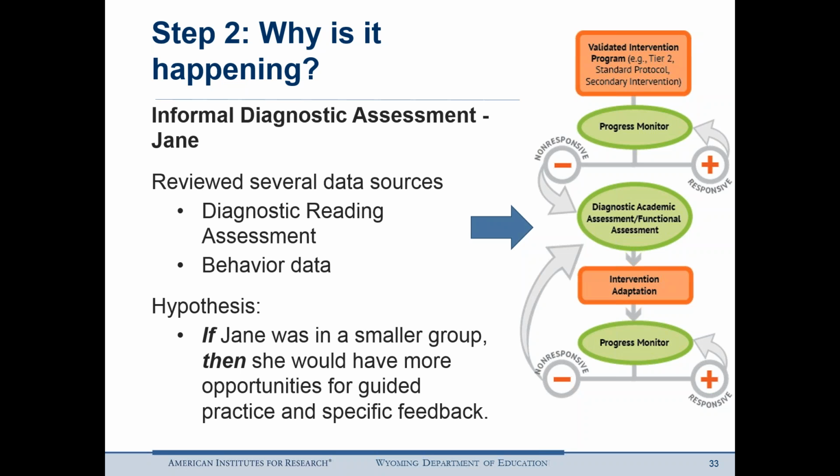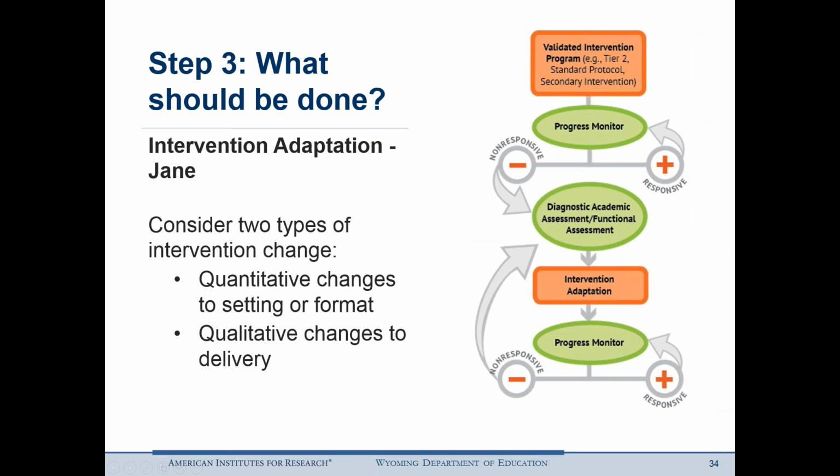If Jane was in a smaller group, then she would probably have more opportunities to respond and get more guided practice and specific feedback. Now that the team has its hypothesis, the next step is to determine how best to adapt or adjust the intervention to address the hypothesis. The team considers two types of changes.